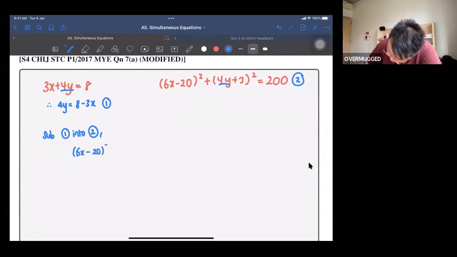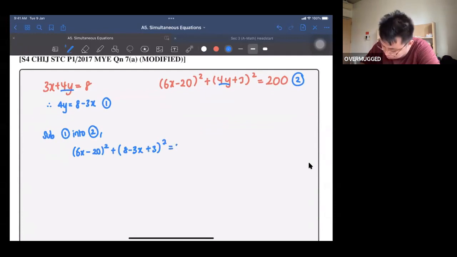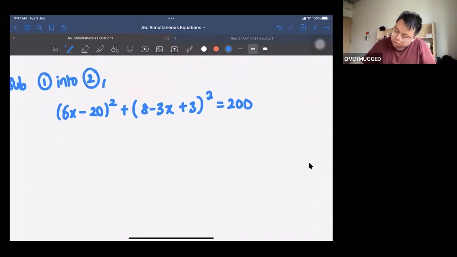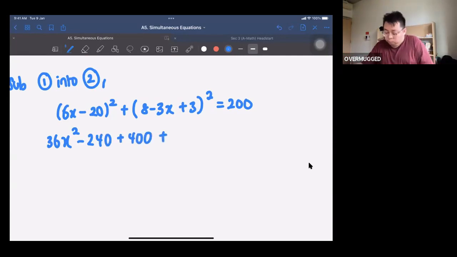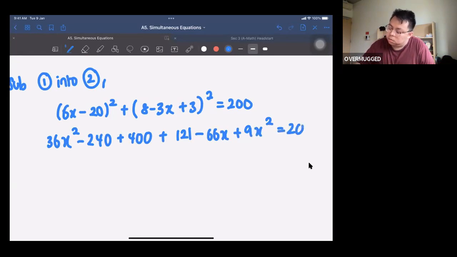(6x minus 20) squared plus (8 minus 3x plus 3) squared equals 200. Right now we have a quadratic equation. Let's simplify this. Now remember, because these are all squared terms, you need to use identities. So 36x squared minus 240x, if I'm not wrong, plus 400, plus 121 minus 11 times 3 times 2, negative 66x, correct, plus 9x squared equals 200.